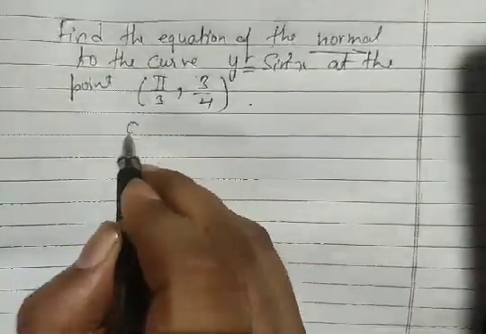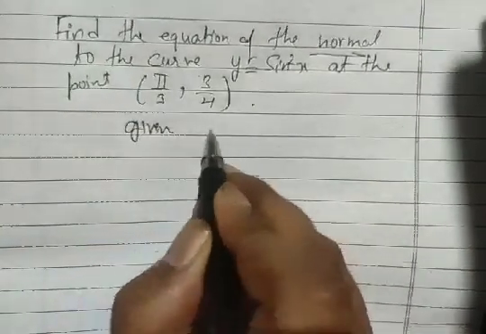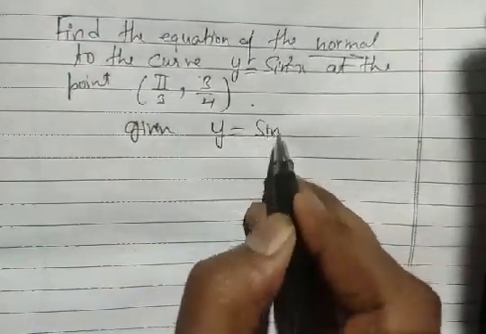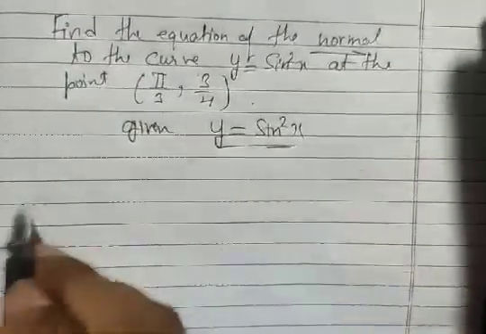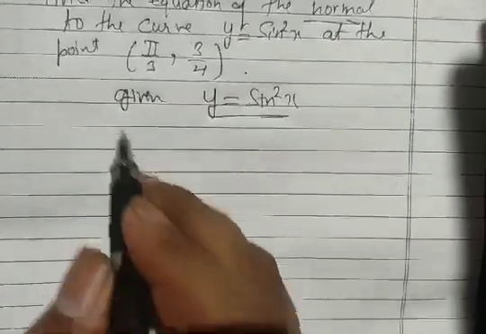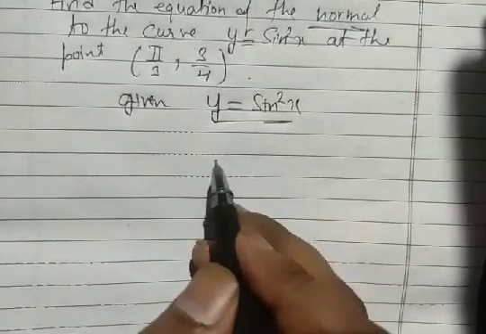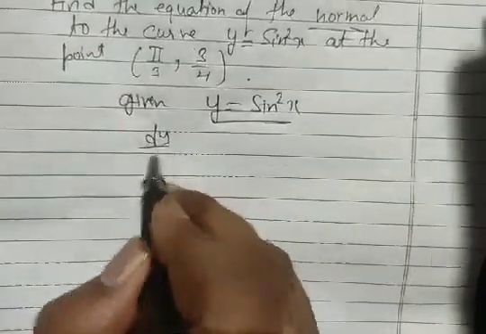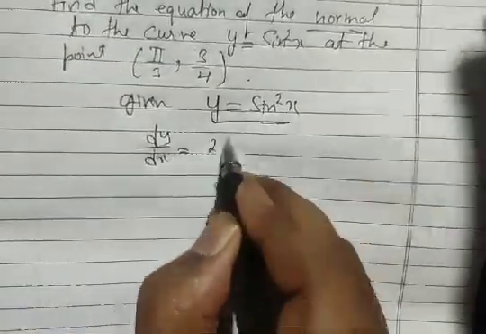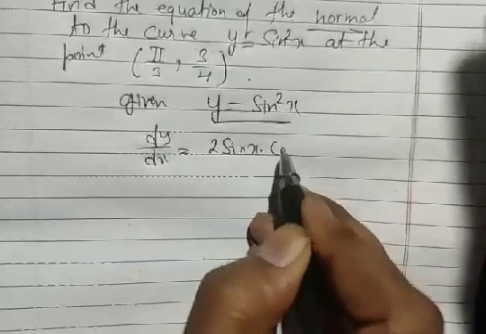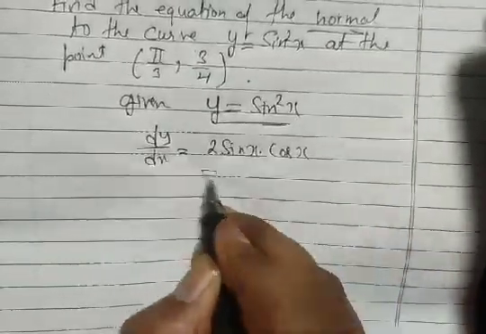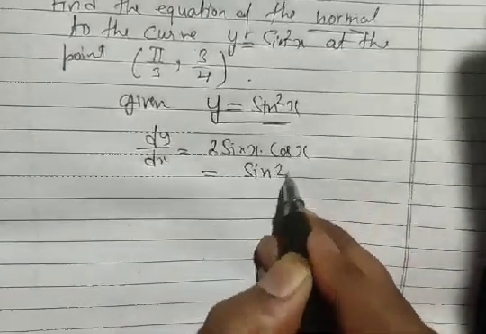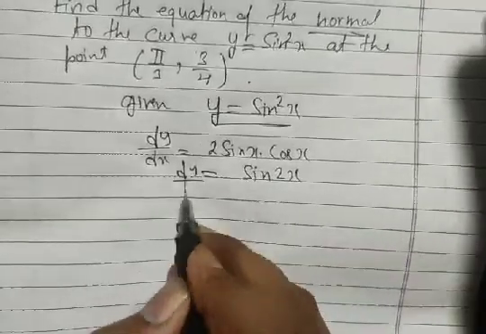We are given the curve y equal to sin square x. We are going to first find its derivative. What is dy/dx? It's 2 sin x into cos x, which in simple manner can be written as sin 2x.